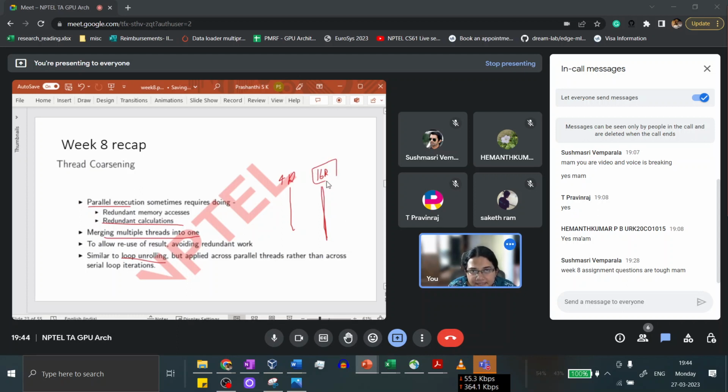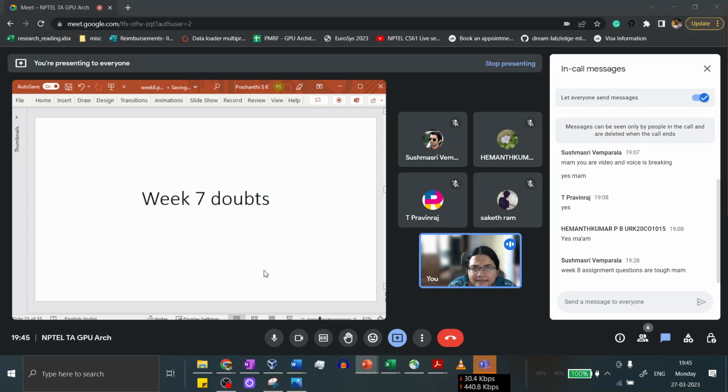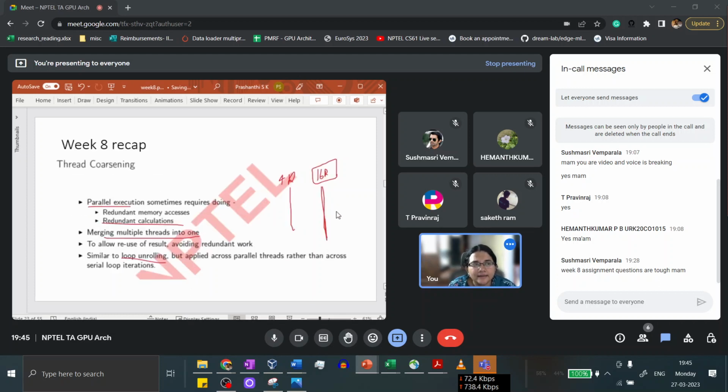Because you have a fixed number of registers, and you cannot exceed that limit. That's a hardware limit, right? And because of this, you might have what is called reduced occupancy. I think this part is not put in the recap, but it is something important that you need to remember.